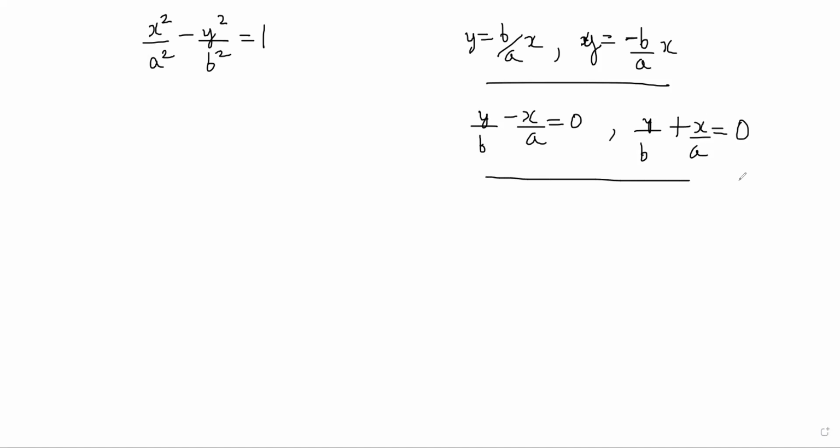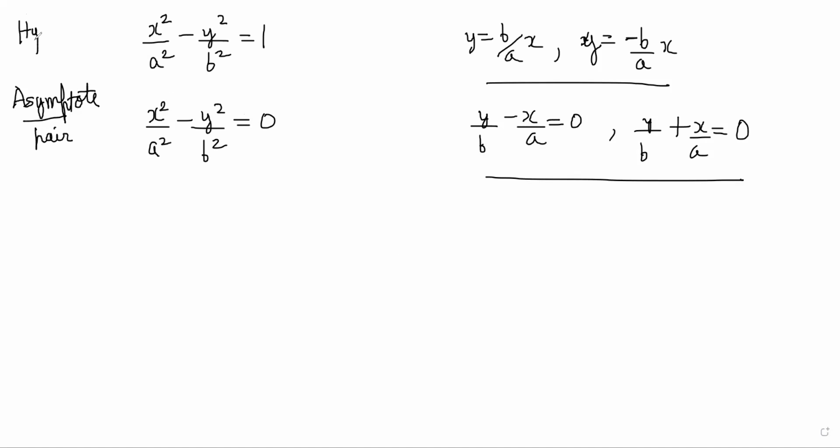So the pair of straight lines representing the asymptotes is simply x square by a square minus y square by b square is equal to 0, right? So this is the asymptote pair, and this is your hyperbola.